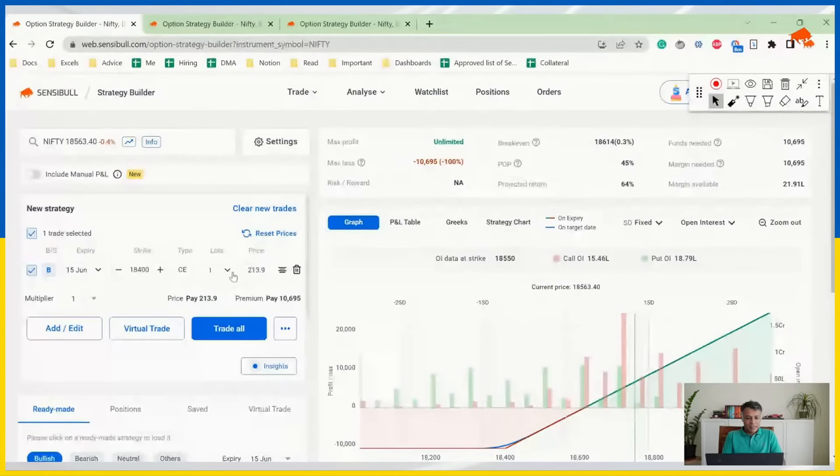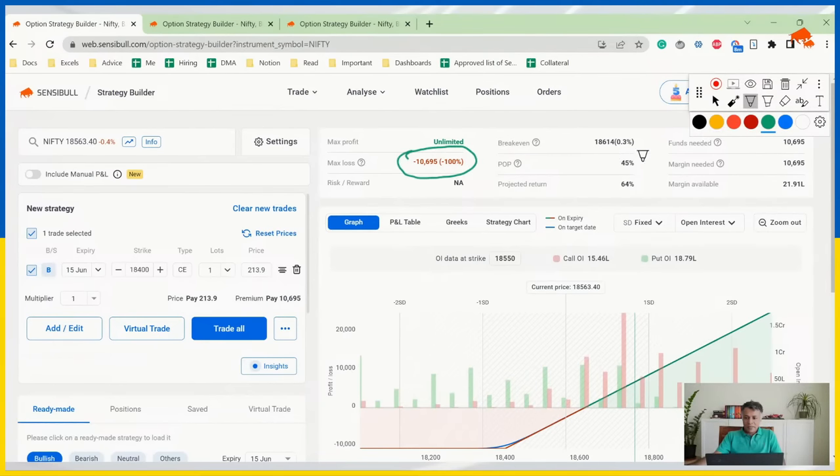So the first point is, the 18,400 call obviously has the highest loss, right? It has 10,000 rupees loss if you make a max loss, right? Again, the max loss is very high. 10,000.